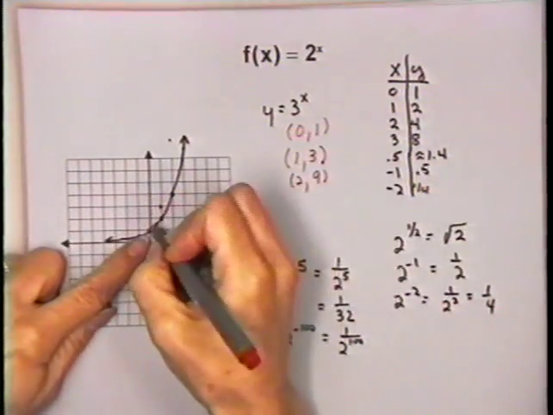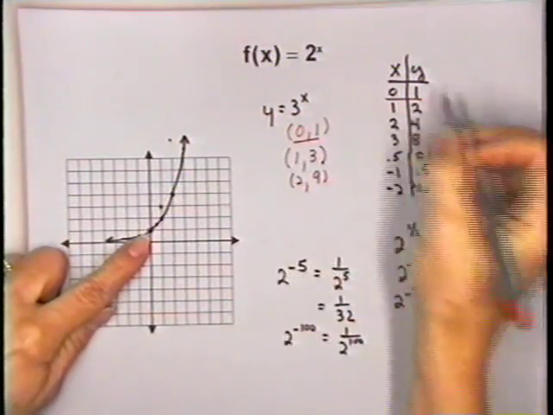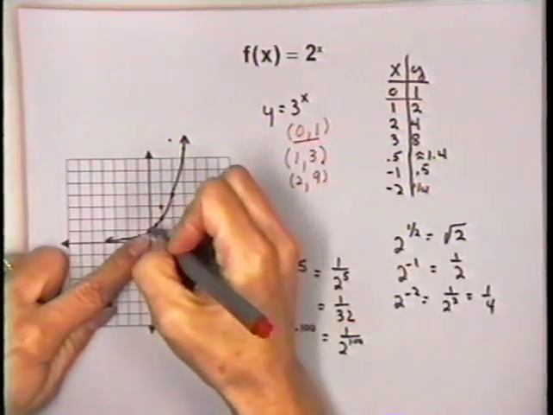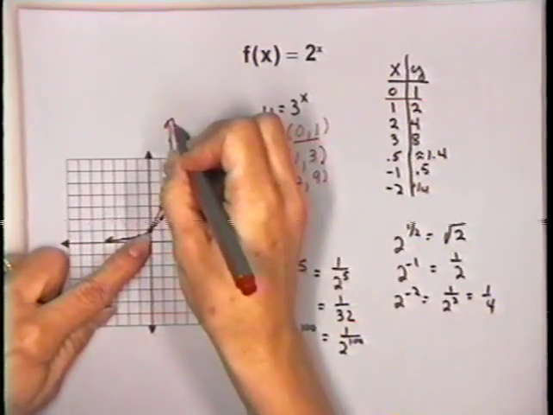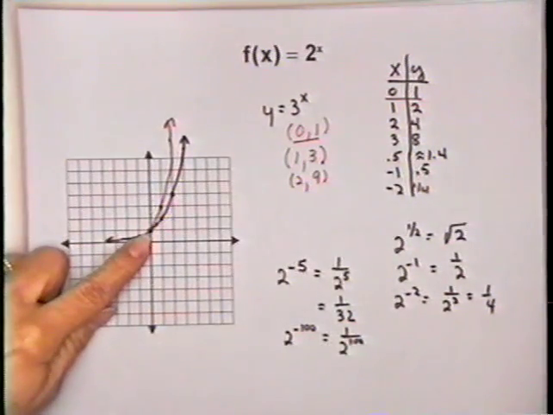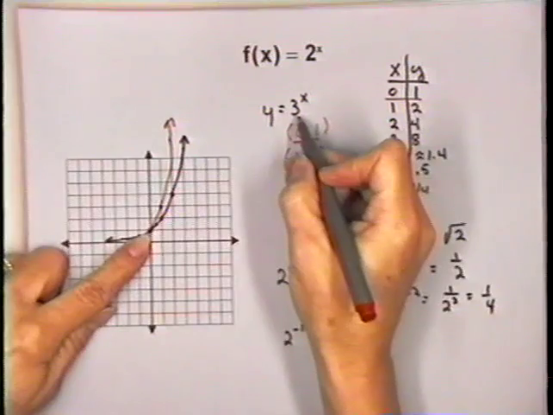I hope what you're seeing is that even though this 0, 1 point was in common, the 3 to the x graph is going up faster than the 2 to the x graph did. And the reason for that, of course, is that my base is bigger.